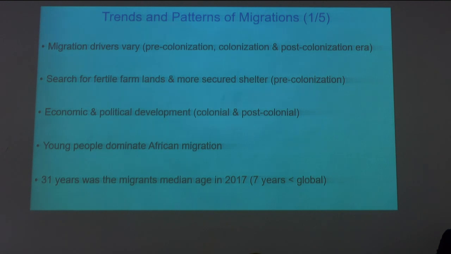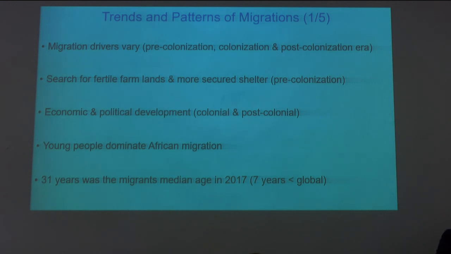Now, the drivers of migration vary. It depends on pre-colonial, colonial, and post-colonial periods. The pre-colonial migration was mainly driven by search for fertile lands and secure places to live. Whereas in the colonial and post-colonial period, migration was mainly driven by economic and political development.